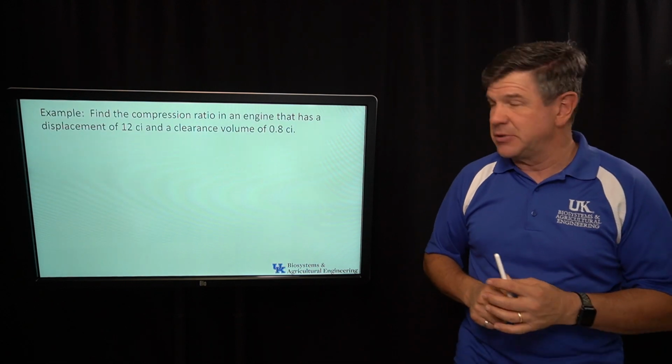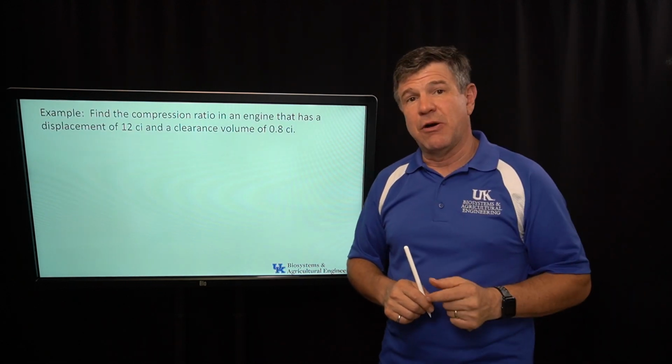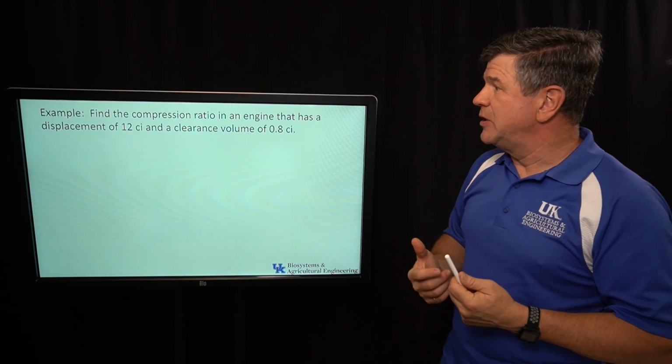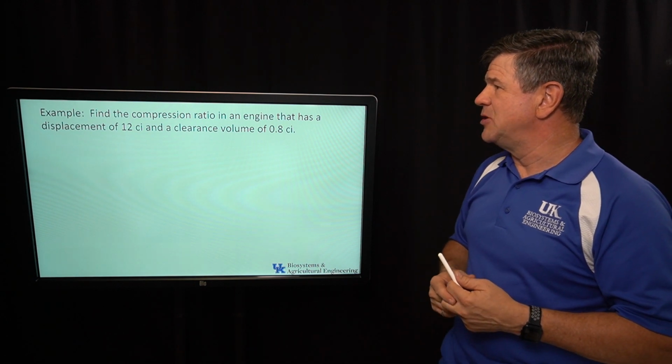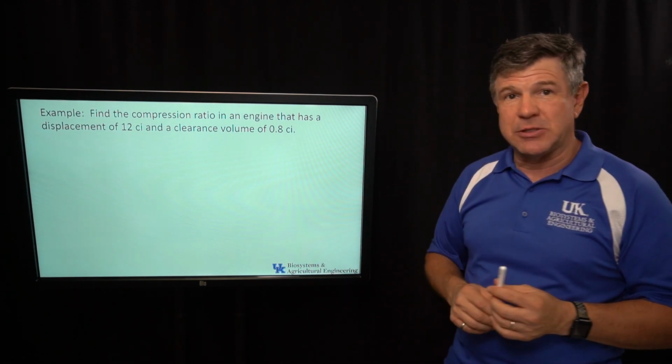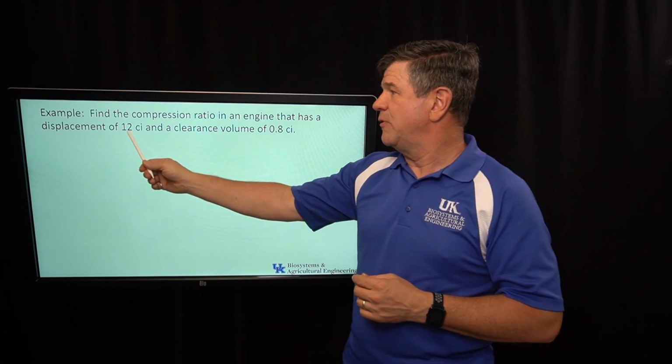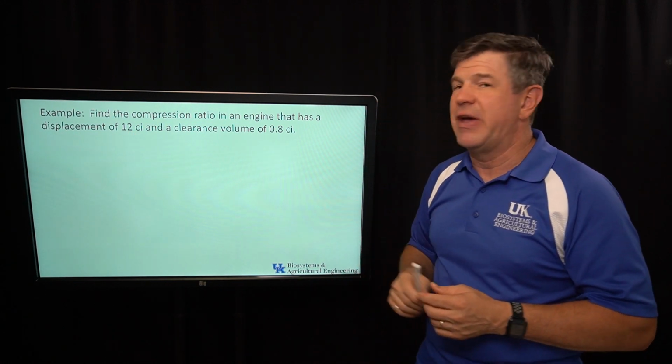So now we can use that equation to calculate some different things. So let's do some examples and get some practice with this. Our first example, we're going to find the compression ratio in an engine that has a displacement, so we're given a displacement of 12 CI and a clearance volume of 8 CI.